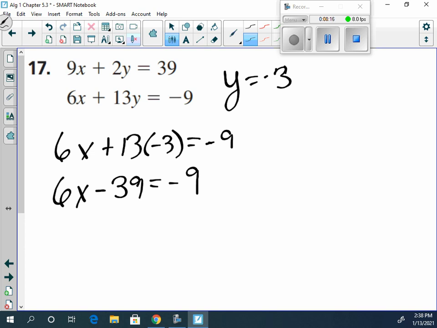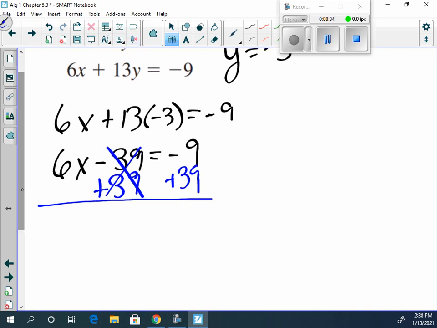And then what can we do next? Because we want to get x by itself. We want everything on the other side. So we would do something with the 39. We would add 39 to both sides, because negative 39 plus 39 will cancel out and become 0, and leave 6x on the left-hand side. Now, negative 9 plus 39 would be?